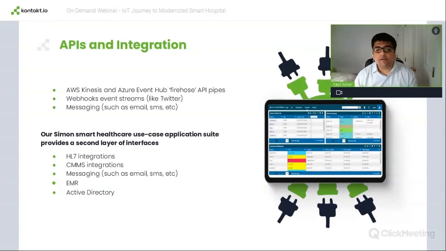We have webhooks event streams, just like Twitter. You can follow one individual. In this case, you would follow one data stream, and you can ingest all that data as needed. We can even support some older ways of data integration, like messaging, sending email, text messages, all of that. And in many cases, those are highly useful for some older systems. With more advanced integration, like with EMR, we are using HL7. With CMMS, we are using JSON, XML type integrations, and we are out of the box Active Directory integrated as well.